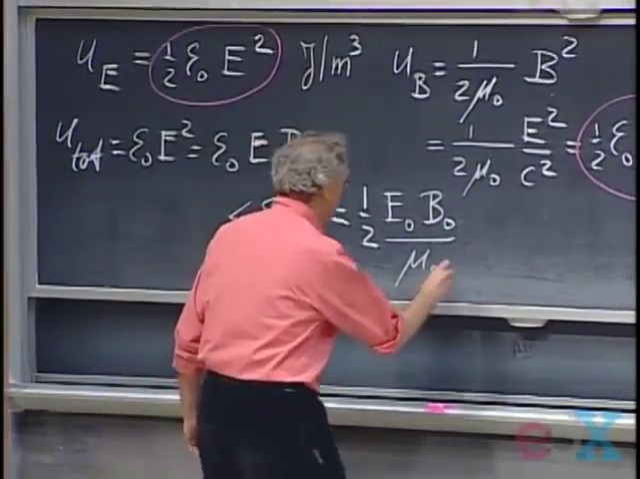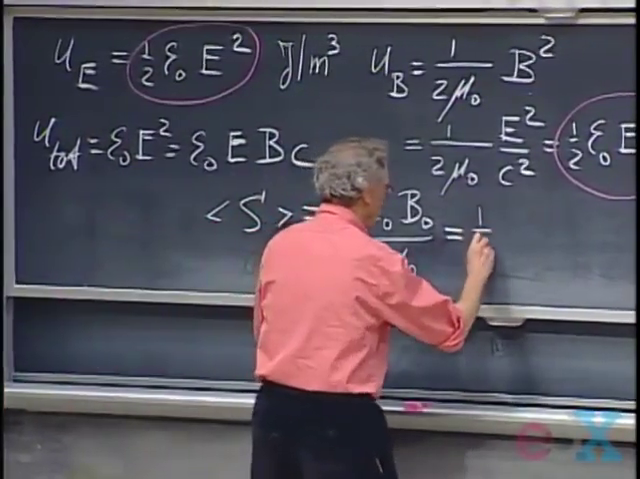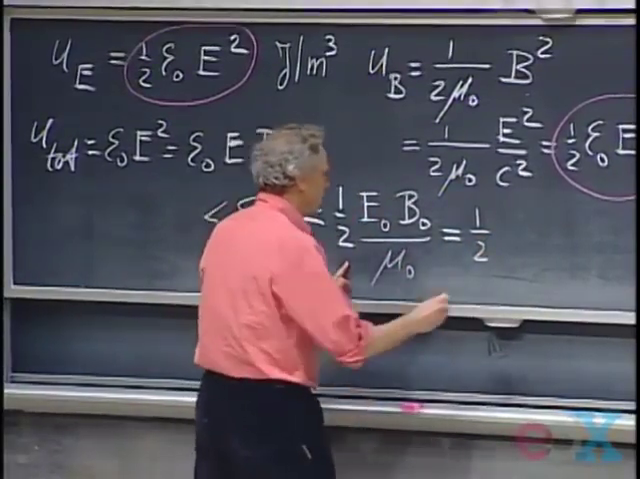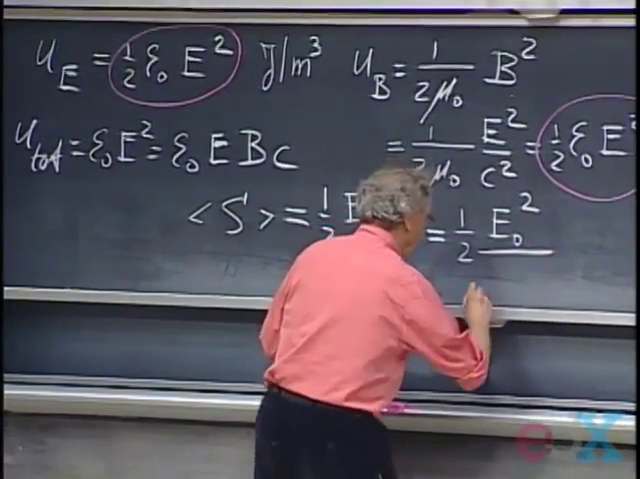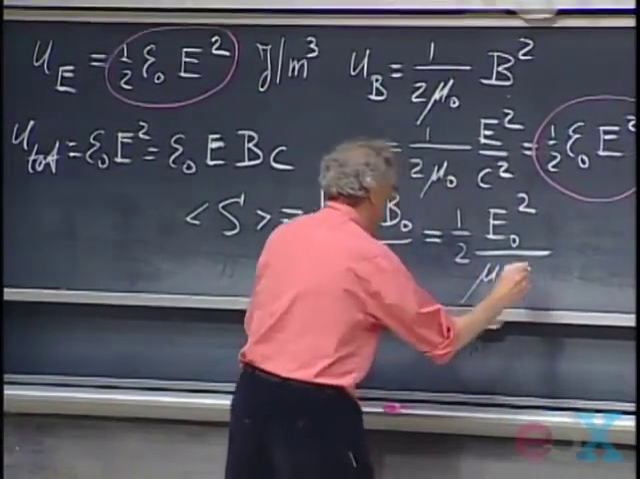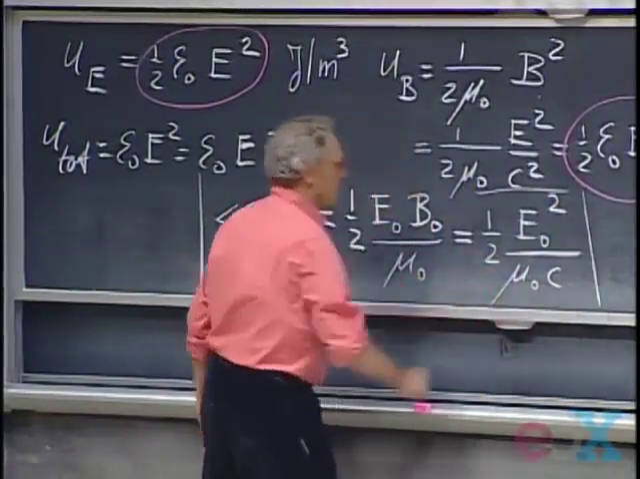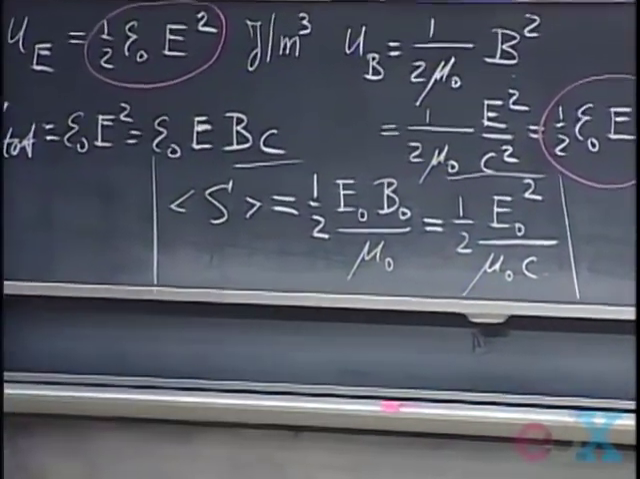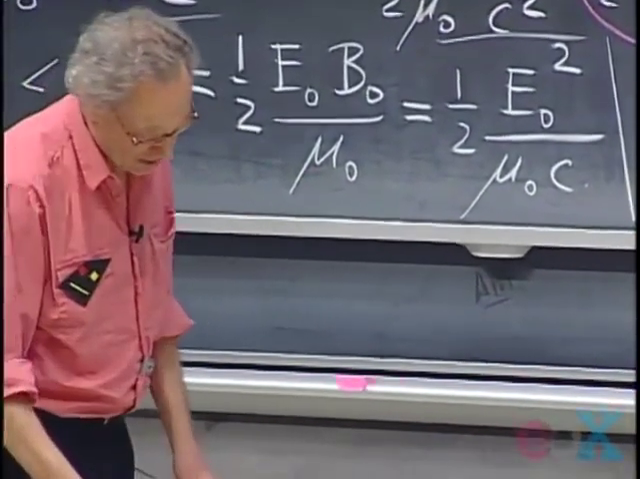And if you want to write it differently, if you want to write it only in terms of E0, then you can write down 1/2 E0 squared divided by mu zero times c. So this is the more practical equation that gives you a number which is time averaged over the oscillations.